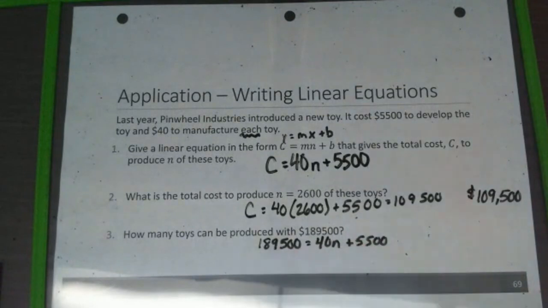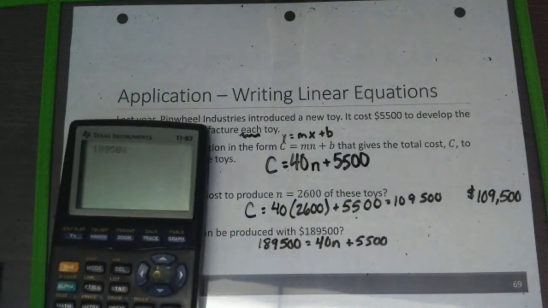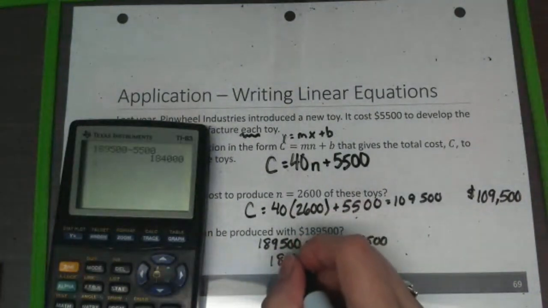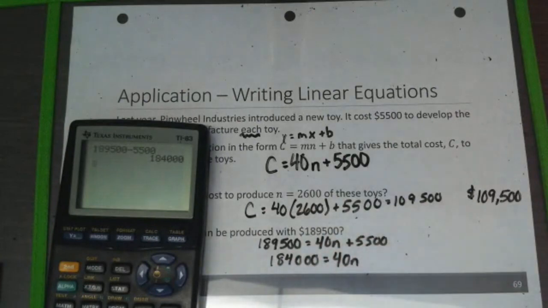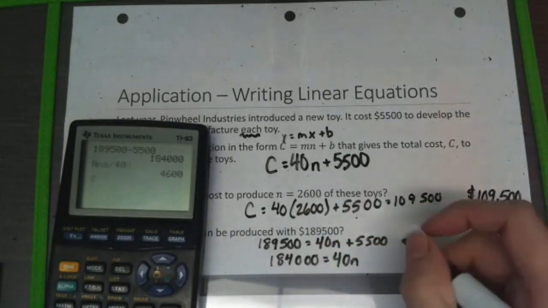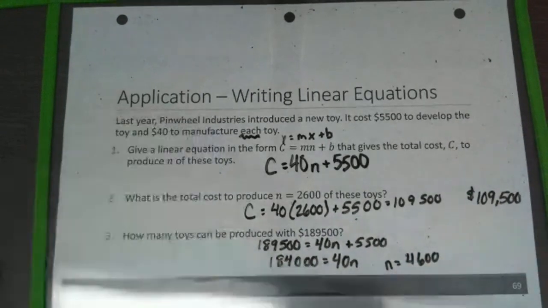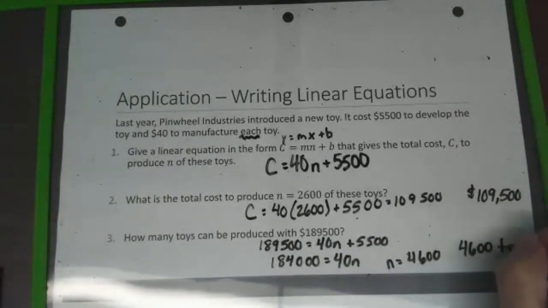To do that, I'm going to start by subtracting 5,500 from both sides. That's going to give us 184,000 is equal to 40n. And then if I divide both sides by 40, we get n is equal to 4,600. Since n is supposed to represent the number of toys, the way I'm actually going to answer this problem is by saying 4,600 toys.